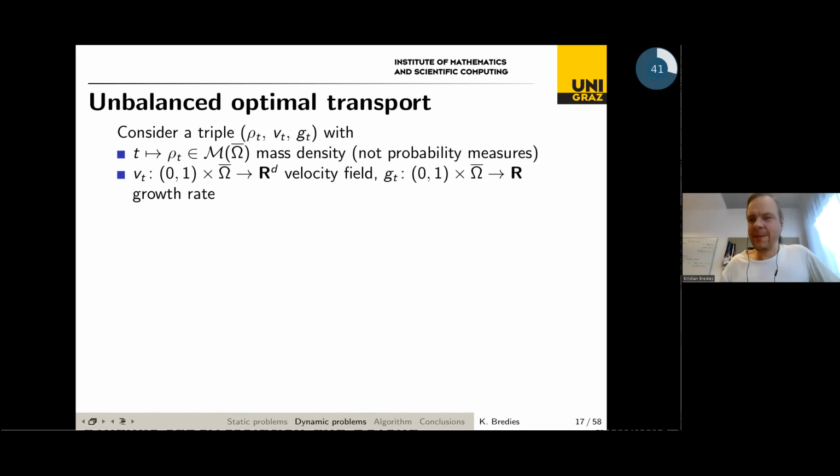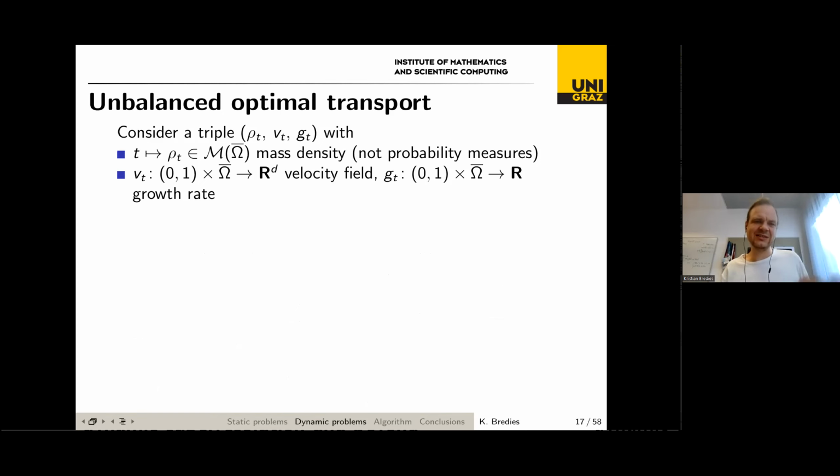All right, so if one thinks about inverse problems and applications like MRI, there's one thing that is very interesting and necessary to do, because you actually do not have mass preservation. So you don't have probability measures, you maybe have measures of positive mass. So how can you incorporate this into an optimal transport framework?